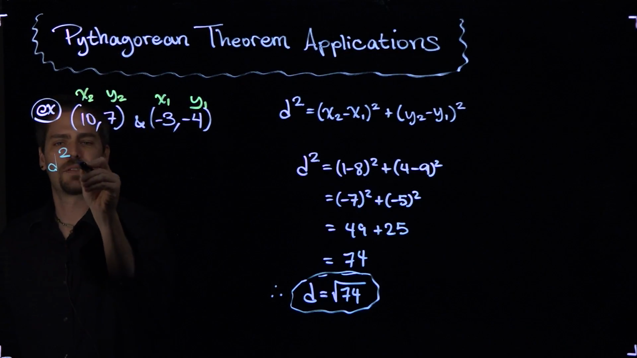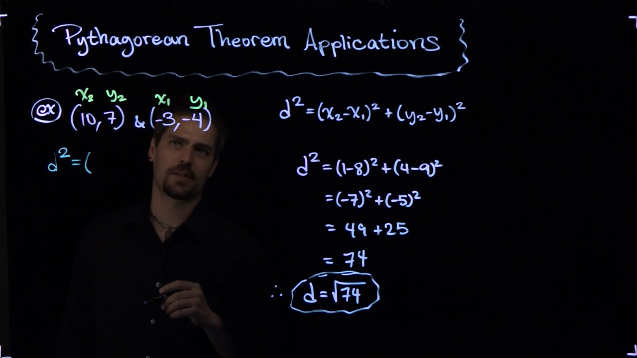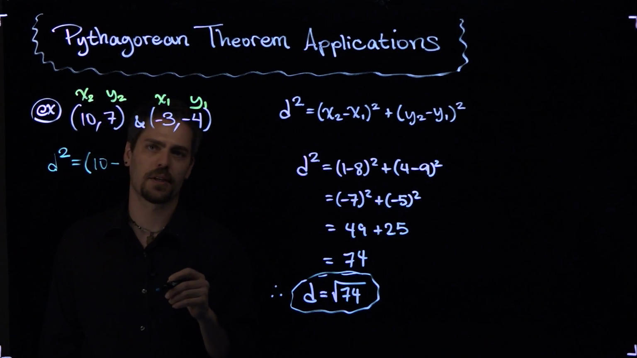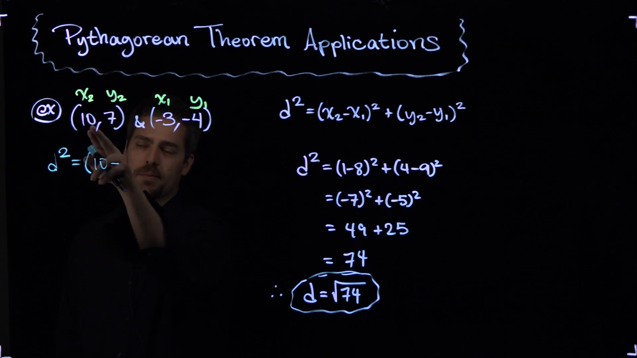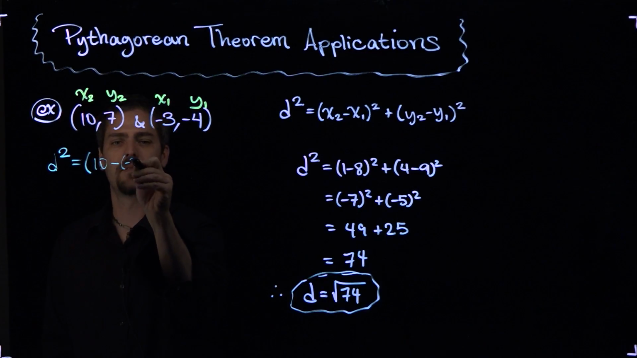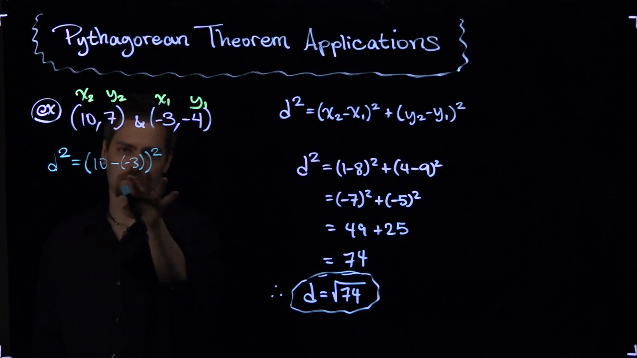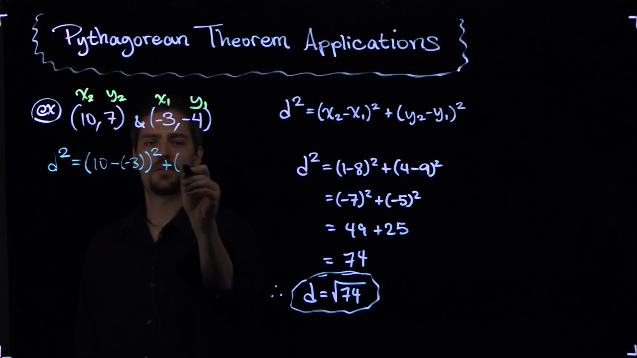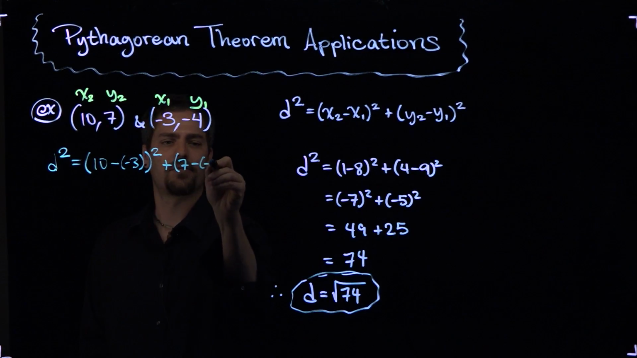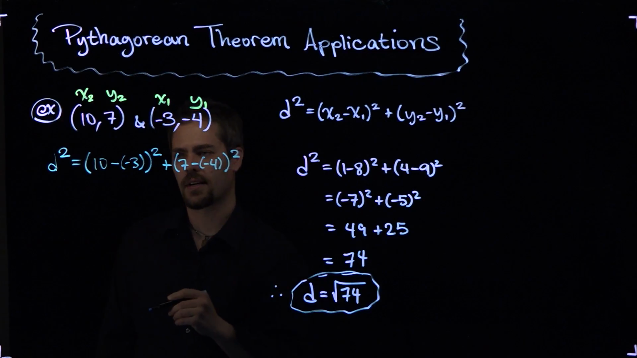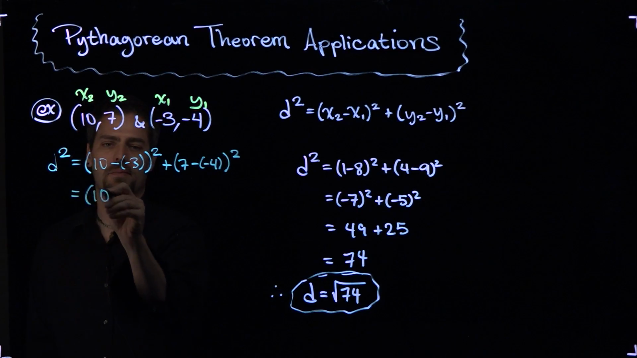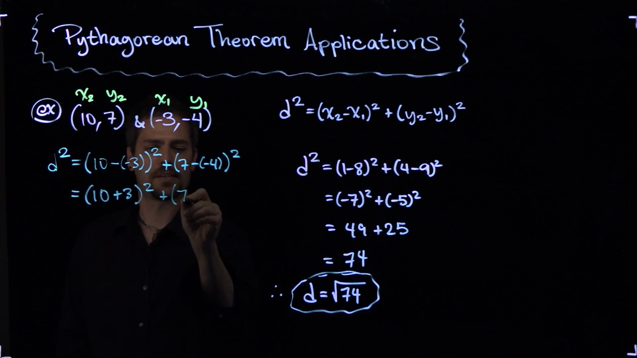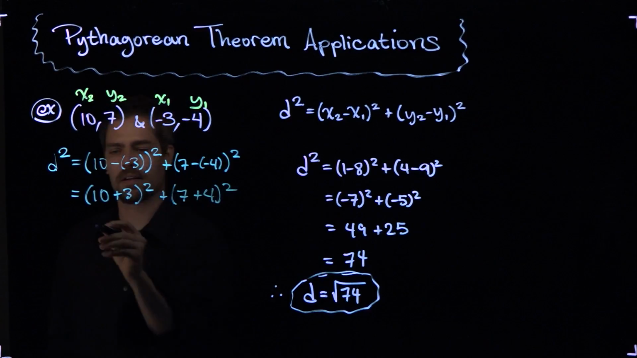And again, I like to do it in this squared version. So d squared is equal to x2 minus x1. Now be careful here, because I'm not saying 10 minus 3, I'm saying 10 minus negative 3. So you need to say that here in your writing as well. So be careful with that. Plus y2, which is 7 minus negative 4. Put a square on that and continue. This gives me 10 plus 3 quantity squared. Don't forget, minus a negative is positive. And I've got 7 plus 4 here, squared.